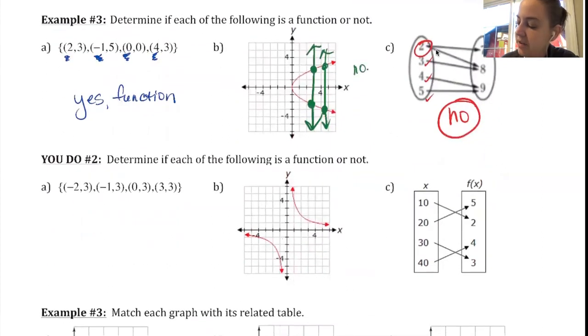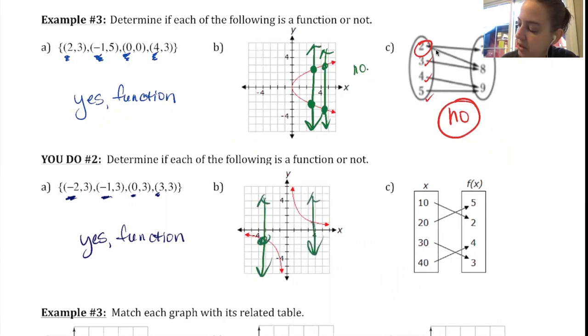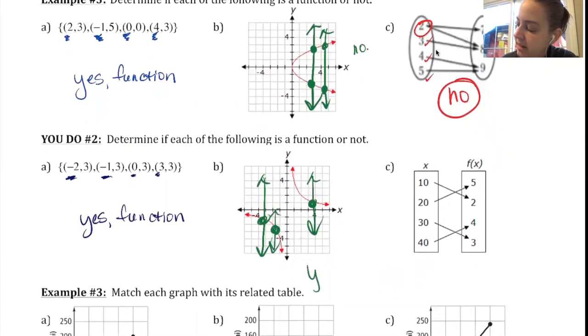All right, determine if each of the values is a function or not. So again, let's check that table. -2, -1, 0, and 3. This one's a yes. Letter B is a graph, so we have a vertical line test. So each time you draw a vertical line, it's only allowed to touch once. So this passes our vertical line test. This is a yes function. And then letter C, each x value can only have one arrow out, and all of these do. So this one is also a yes. So in this case, all of these are a function.